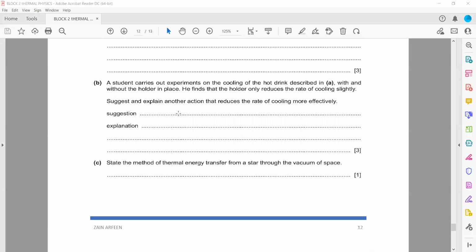State a method of thermal energy transfer from the Sun through the vacuum. So in a vacuum, the only way in which energy can transfer is known as radiation. Conduction and convection both require particles to transfer.